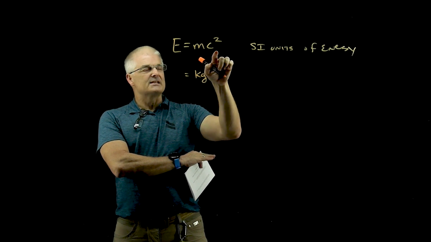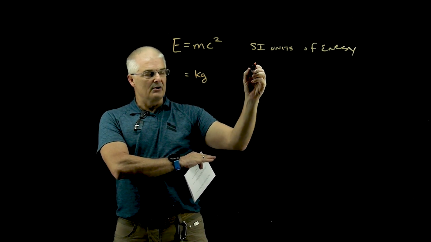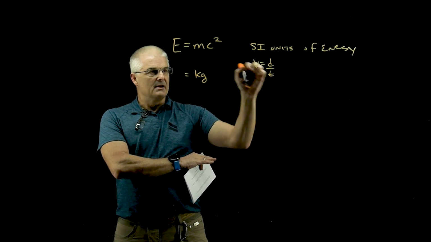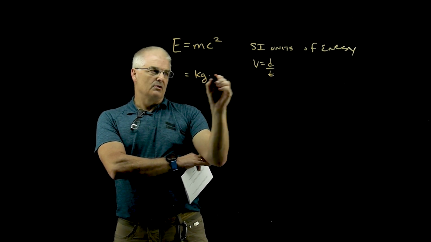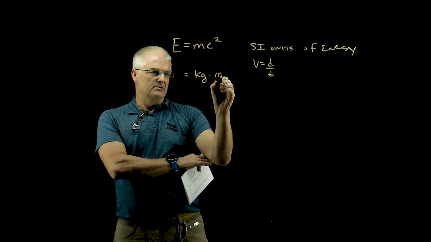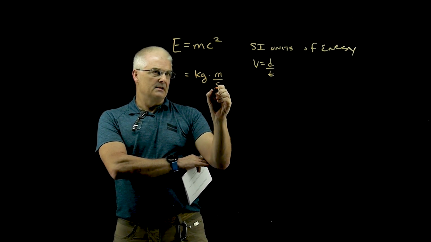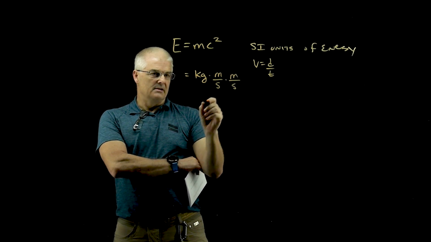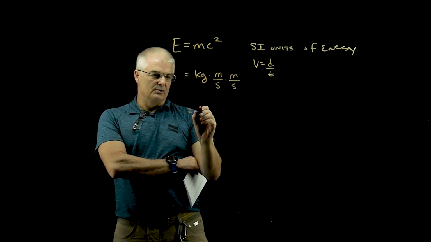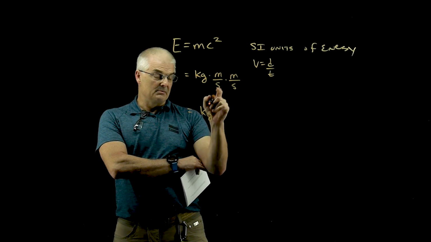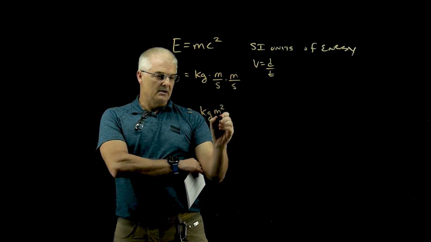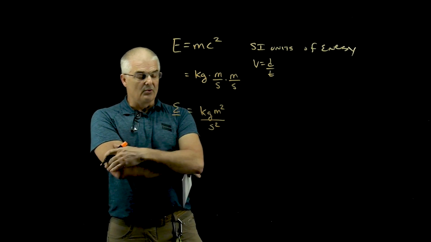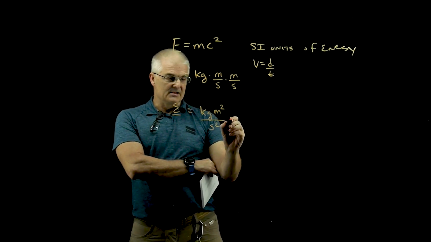And c is the speed of light. Now speed, if you recall, is velocity, which is distance over time, but this is squared. So distance would be meters per second. We're squaring it, so times meters per second. So this is equal to kilogram meters squared over second squared. And that is the base unit for energy. By the way, that has a special name.